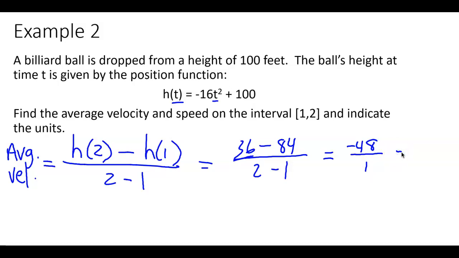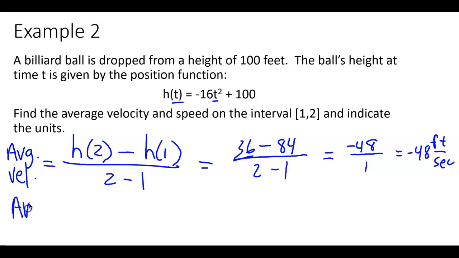Okay, now let's get our units on there, guys. This is negative 48 what? Feet per second. Good. The top is feet, the bottom is time. So this ball dropped, negative, it dropped 48 feet in 1 second. Did you expect that? I don't know.